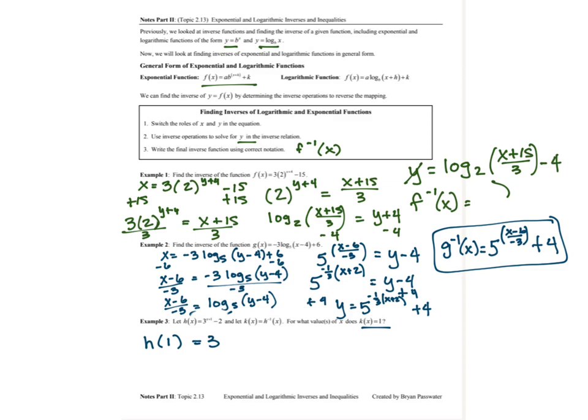It's 3 to the x plus 1, so it's going to be 3 to the 1 plus 1 minus 2. H of 1 is 3 squared minus 2, or 9 minus 2, so h of 1 is 7. So what are all the x values where k of x equals 1? 7. X equals 7. I must have done something wrong.